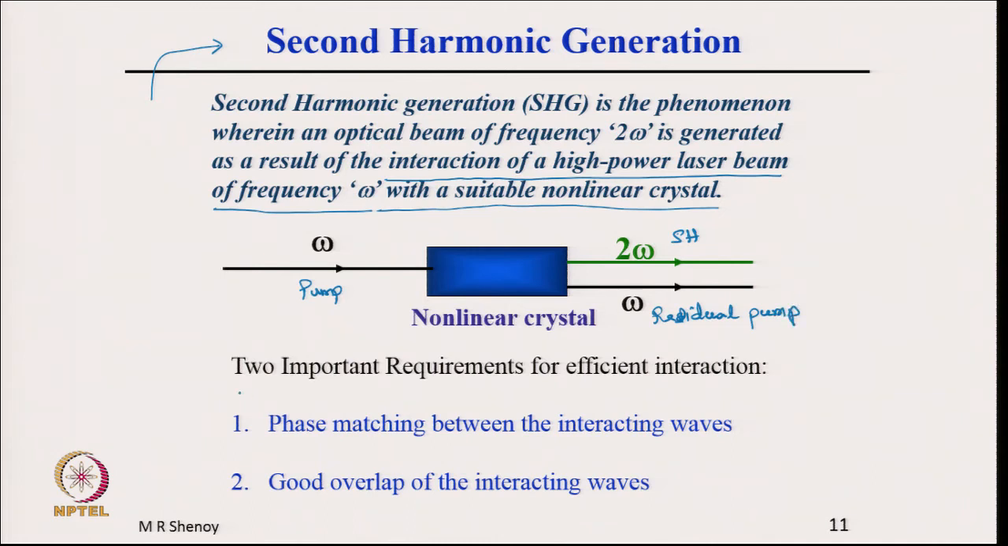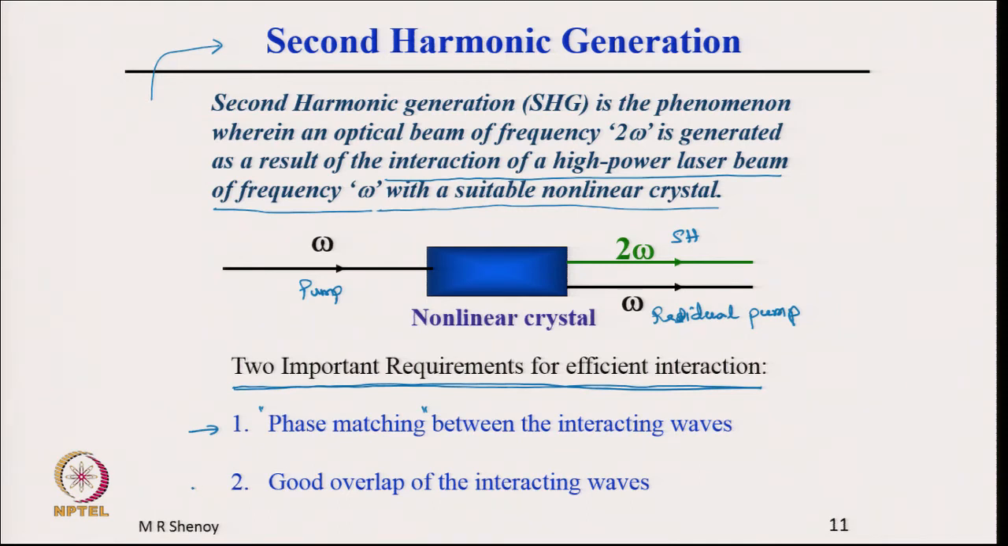There are two important requirements for any nonlinear interaction. For efficient interaction, first, there must be phase matching between the interacting waves. Phase matching here refers to the phase velocities of the two waves. The phase velocity of the interacting waves must be equal if we want to have efficient interaction.